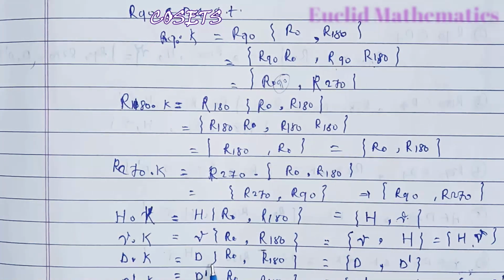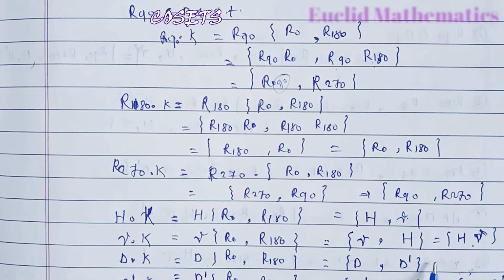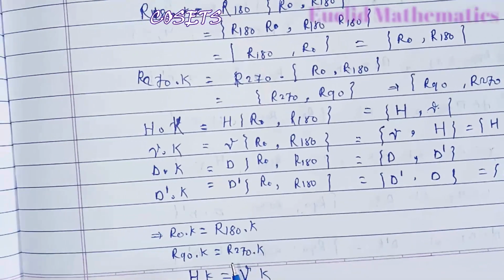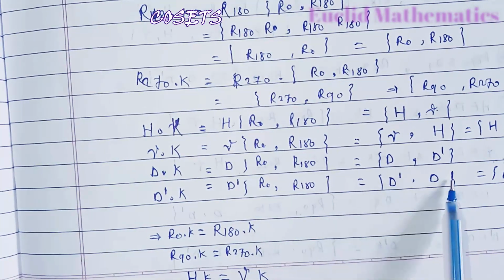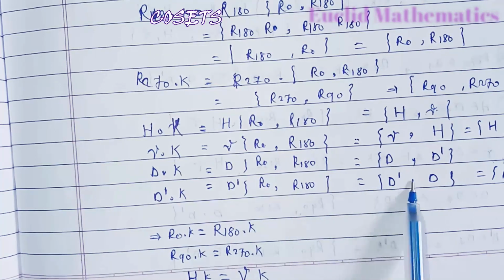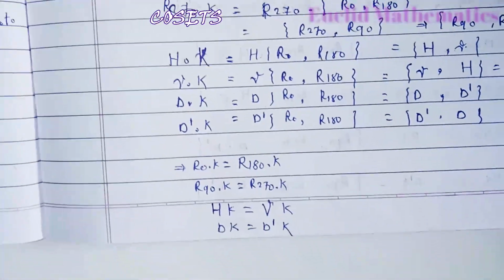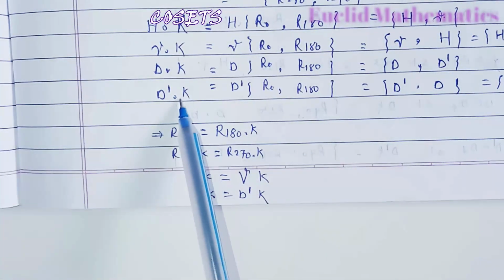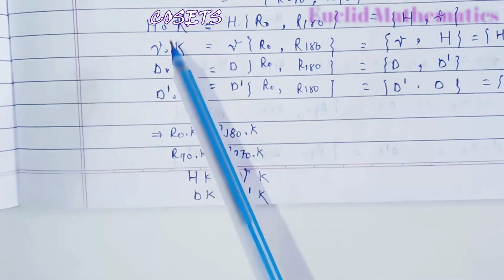Again, similarly do it for diagonal. Diagonal into R0, R180. Diagonal into R0 is diagonal itself, diagonal into R180 is anti-diagonal. So you have to find out the rotation. Now let's go for the next, anti-diagonal, into our subgroup R0, R180. D dash into R0 is anti-diagonal itself. Anti-diagonal into R180, we get the diagonal. Okay, so this is the next one. So you can see it here. These are our dihedral group elements, for which we get their cosets.